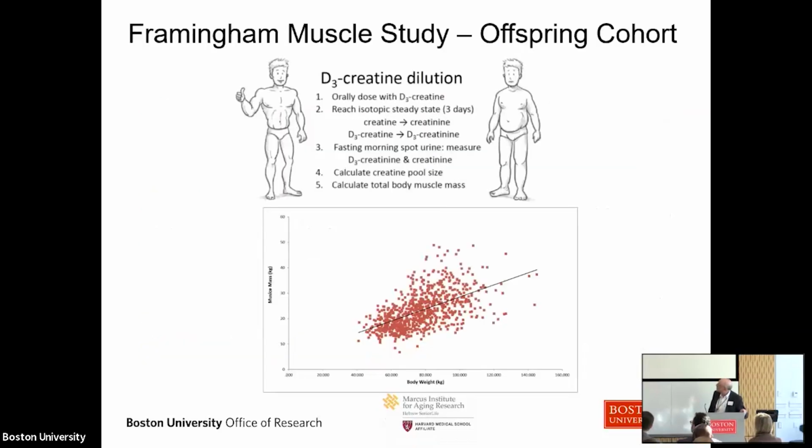Finally, I'll just leave you with this: we departed from the bone and moved into the muscle. We decided to measure the total muscle mass using a simple test where the participant takes a small capsule of deuterated creatine, and it goes in equilibrium with the amount of muscle that an individual has. By getting a urine specimen 3 days later, you can calculate the total muscle mass.